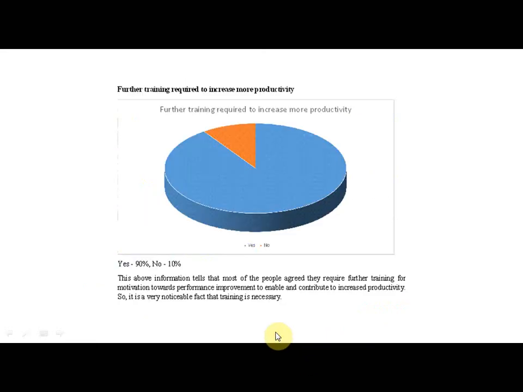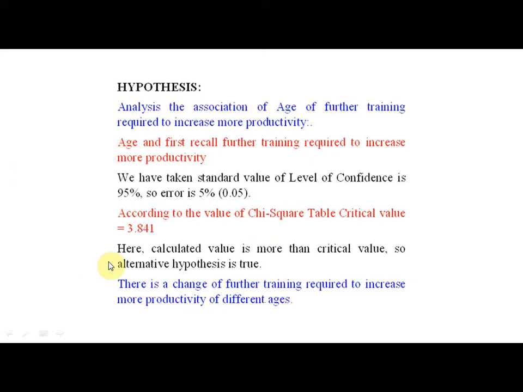Further training is required to increase more productivity. Analyze the association of age and further training required to increase more productivity. Age and the first equal training required to increase more productivity. Here the calculated value is more than the critical value, so the alternative hypothesis is accepted. There is a change: further training required to increase more productivity across different ages.